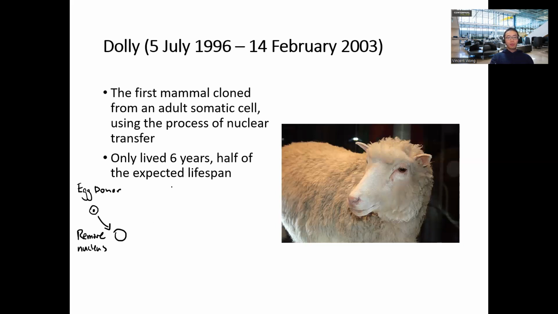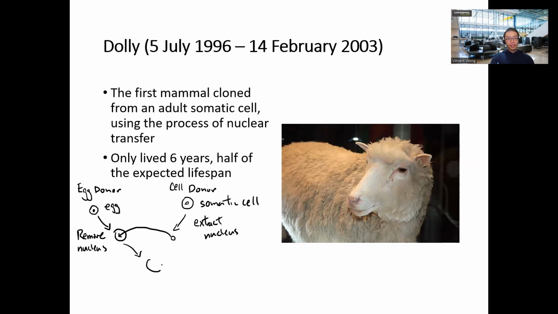And then they have to have a cell donor from another sheep. So this is the egg, and this would be a somatic cell. And I think they took it from the udder. And what happens is they will extract the nucleus. So they take away everything, keep the nucleus intact. Then they put the nucleus into the empty egg.